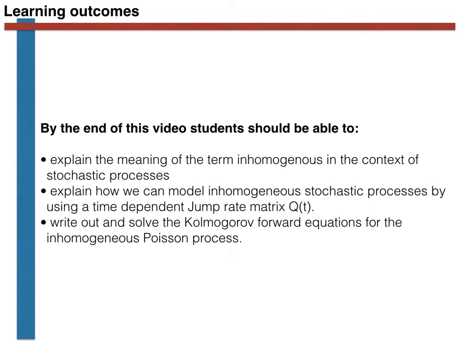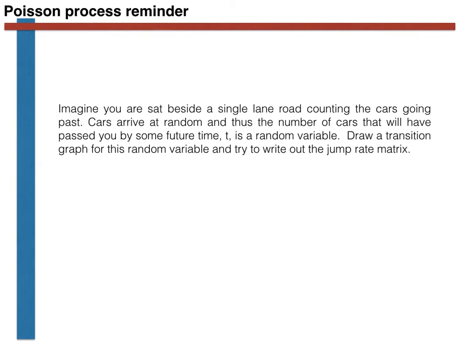Before we get on to that, however, let's first of all quickly review what we have learned thus far about the regular Poisson process. When we introduced this random process, we talked about it in the context of this problem. We imagined sitting beside a single lane road, counting the number of cars that have passed. We said that cars would arrive at random times, but that at most one car would pass by at any given instant in time because the road has only got a single lane.